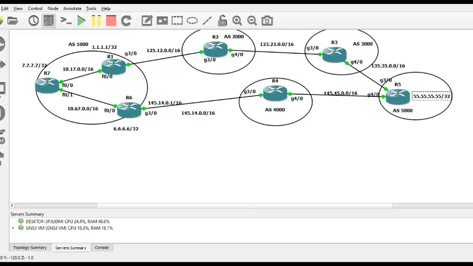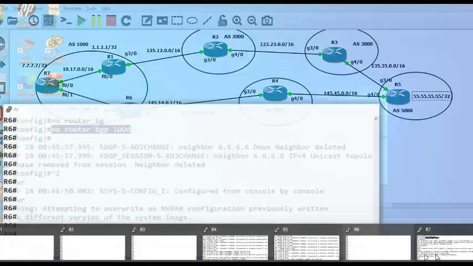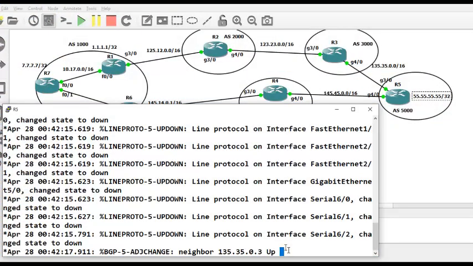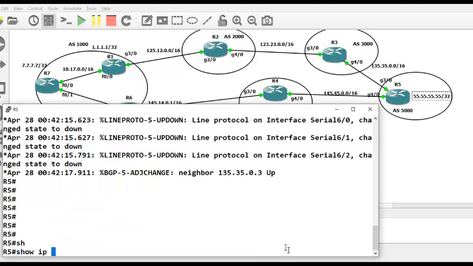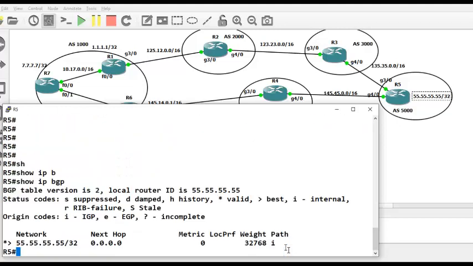So if you go to router 5, you can see that. Show IP BGP, see? This 55 network is advertised. And we will be receiving this on R2 and R4 now.